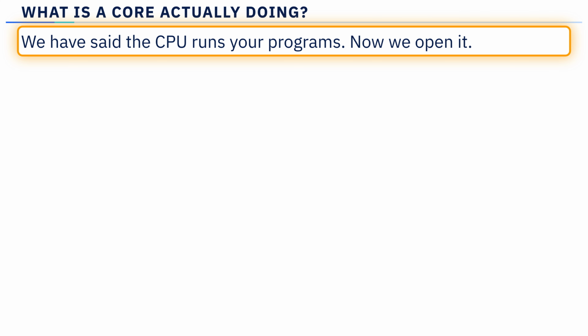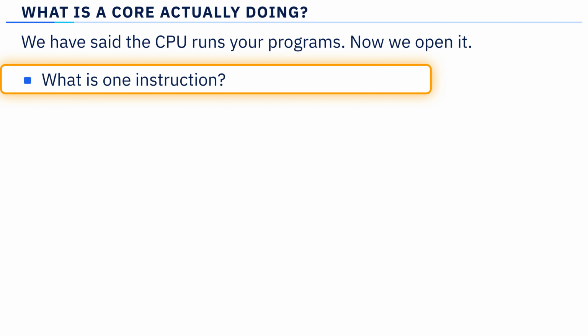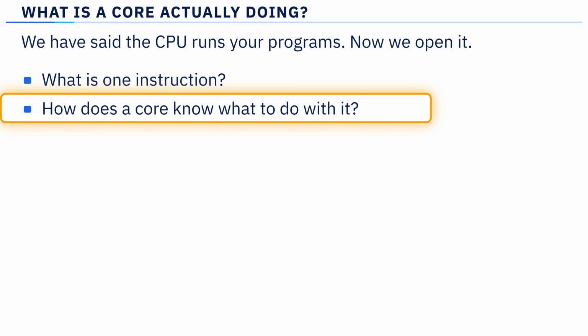We have said the CPU runs your programs and left it at that. Now we open it. First question. What is one instruction? A program is a long list of them, but we never said what a single one actually is. Second question. How does a core know what to do with it? Nobody tells the chip what the bits mean. It has to work that out from the bits themselves.